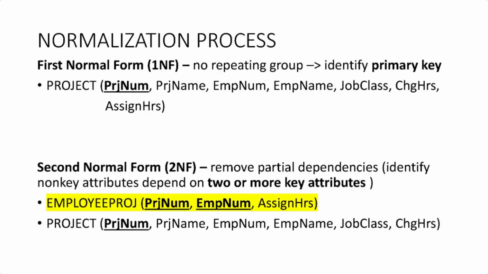And what is left now? We copy back this project from the first normal form to the second normal form. We have the project relation schema with the attributes project number, primary key, project name, employee number, employee name, job class, charge hours. As you can see, we have removed the assigned hours and we have put it under a new relation schema, employee project. So here, this is the second normal form, but we need to go to the third normal form to make all the attributes belong to the right relations.